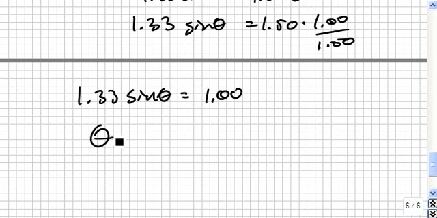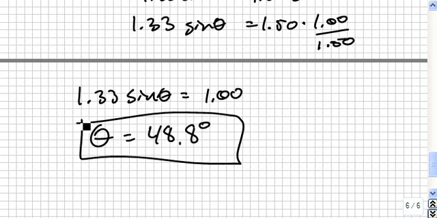Well, I can solve this for theta and find that the total internal reflection at the glass-air boundary occurs when theta is equal to 48.8 degrees. And that's the answer to the problem.